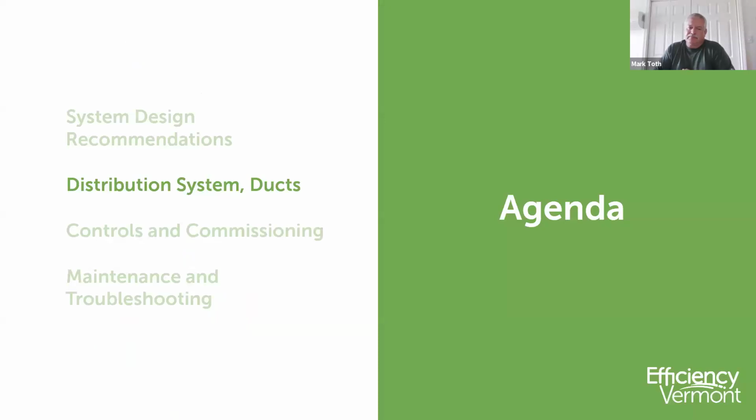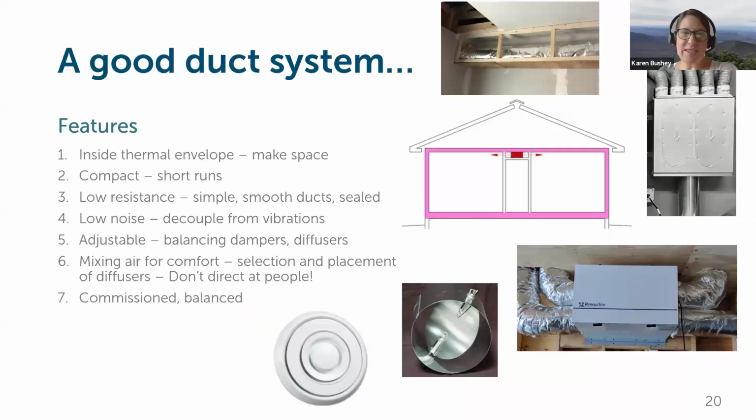Right. We're going to move on to distribution systems here. Just a note, a couple things that make up a good duct system. We're going to be talking a lot about distribution systems in this session. So you want to ensure that your ducts are within the thermal envelope. That actually is a code requirement. Make them as short as possible to save cost and to reduce static pressure. And low resistance, also reducing static pressure. Keep the system simple with smooth ducts and fittings and sealed.